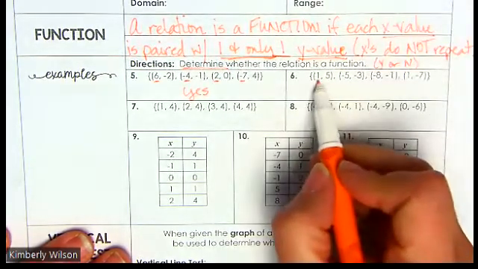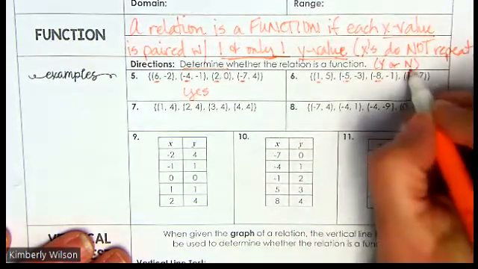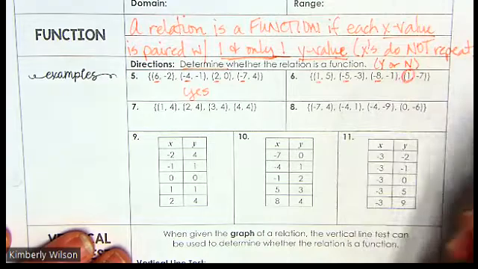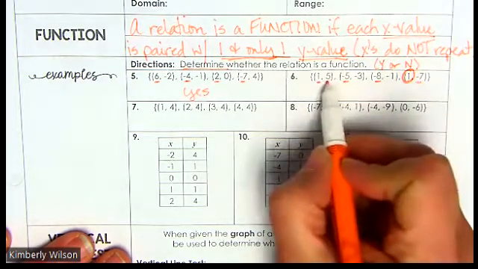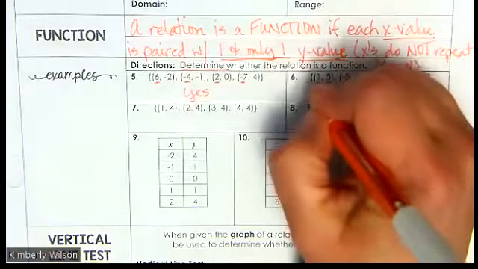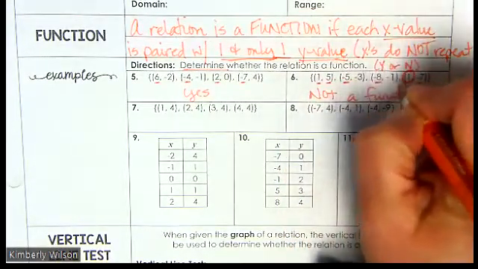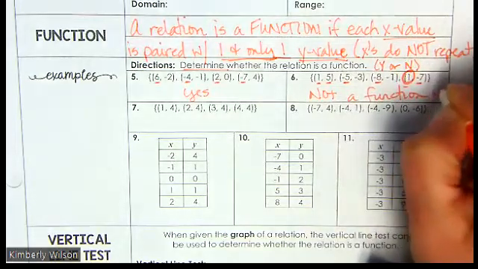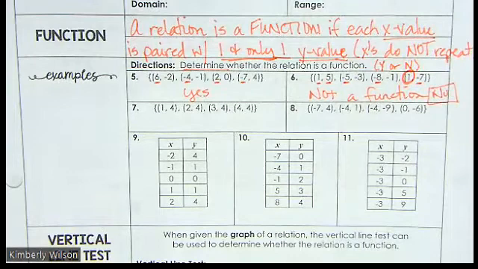Okay, here I've got 1, -5, -1. Oh, the 1 is repeated. Now I look at my x's. This is different. If they were the same, it would still be a function. But because they are different, this is not a function. So you would actually just write the word no. But I'm trying to help your notes. Okay, now that's from just looking at the ordered pairs.